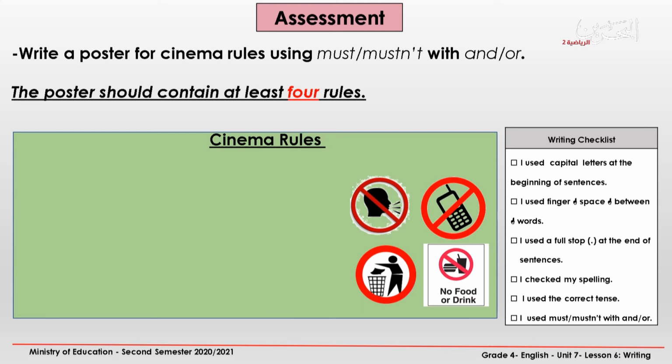But before you start, remember, my students, you should use capital letters at the beginning of each sentence and use your finger space between the words. Use a full stop at the end of each sentence. Check your spelling, use the correct tense, and of course, do not forget to use must and mustn't with and or in your sentences. All the best.